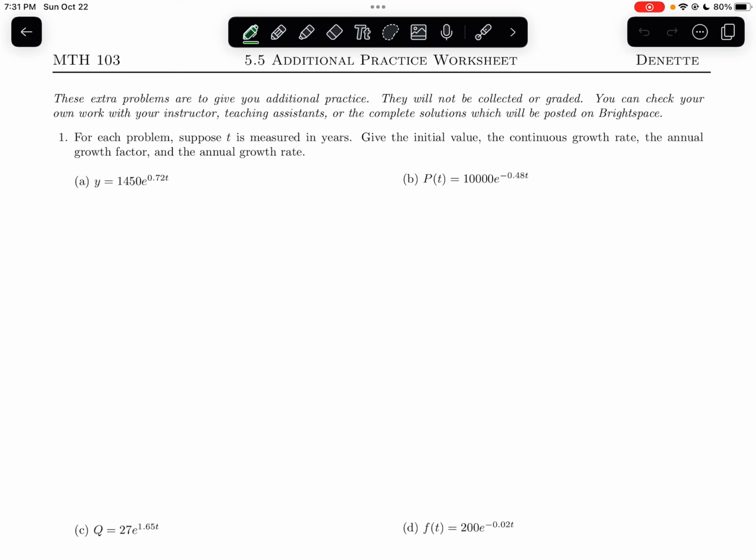So for the first problem here, you're asked to give the initial value, the continuous growth rate, the growth factor, and the annual growth rate for each one of these functions. The initial value is the easiest, right? It's just the number you're multiplying by. So 1450 is the initial value.